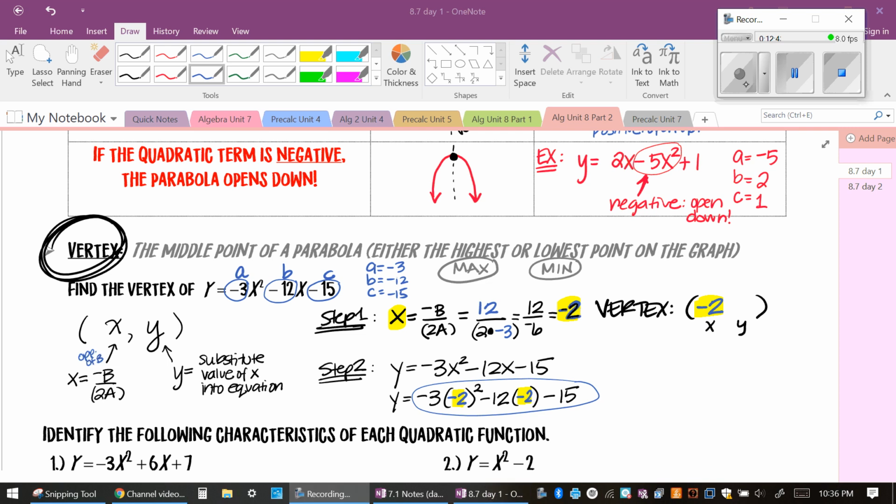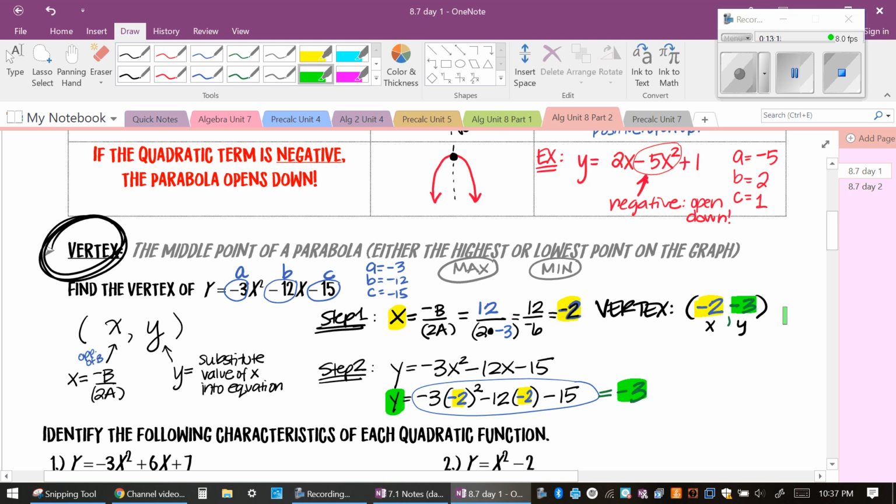Okay, so I'm going to do it in my head, negative 2 squared. I'm doing order of operations, so please excuse me, dear Aunt Sally. Negative 2 squared is 4, times negative 3 is negative 12, plus 24 is 12, minus 15 is negative 3. So that's your y value. And that is your vertex.